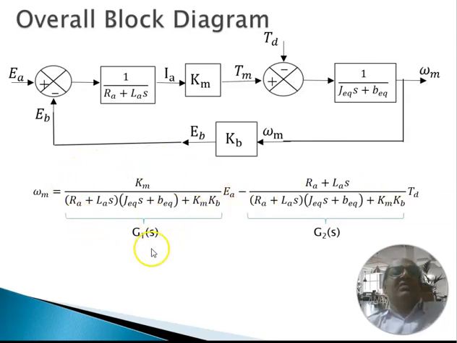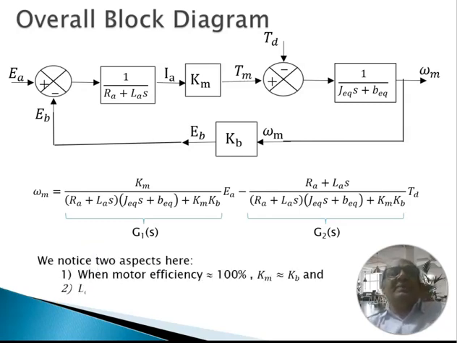We have one transfer function G1(s) relating omega m and Ea, another transfer function G2(s) relating omega m and Td. Carefully note that the second transfer function G2(s) has a negative. That would mean when Td is increased, the omega m is decreased. We will note two aspects here.